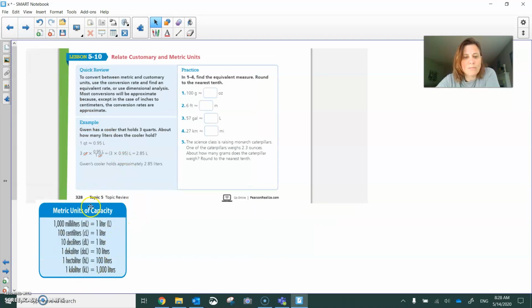I only put one of them here. This is the only one that I found really quickly in topic 10, but the other ones, grams to ounces, kilometers to miles, you should be able to find those conversions in lesson 10.